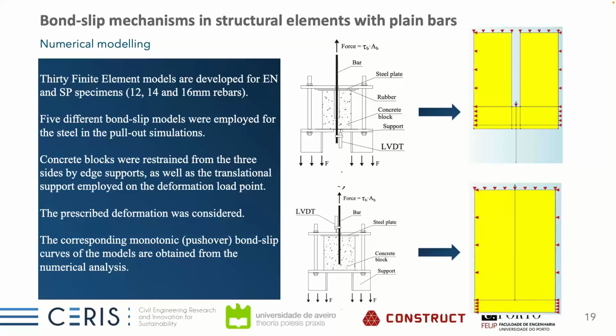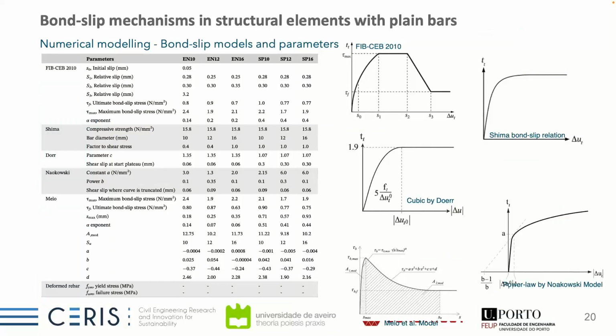So in the end, we have 30 finite element models that were developed for the EN and SP specimens for 12, 14, and 16 rebars, with these 5 different bond slip models, and the concrete blocks were restrained on 3 sides, and we apply prescribed deformation to have the monotonic displacement, and in the end we have these bond slip curves that we compare with the numerical analysis. Here is the table that we reach with the bond slip model parameters obtained in the end.